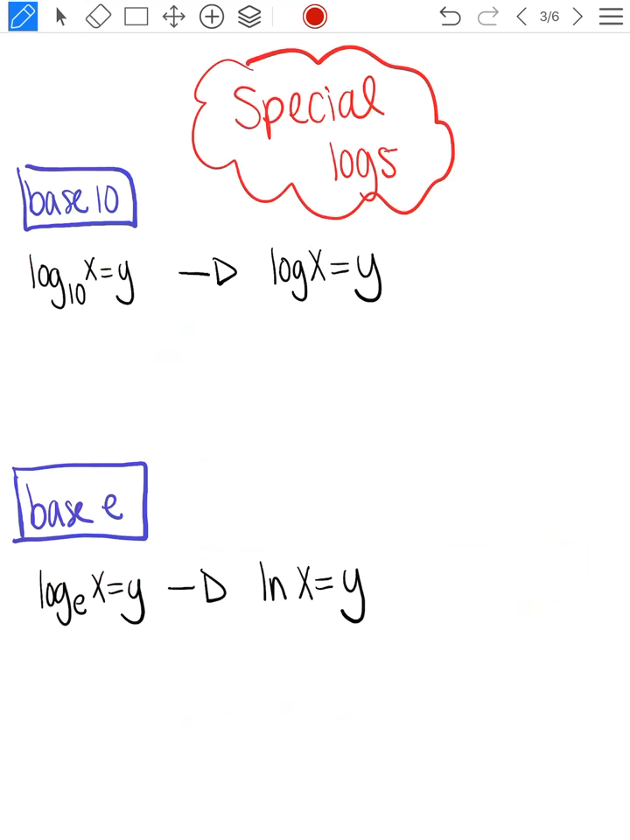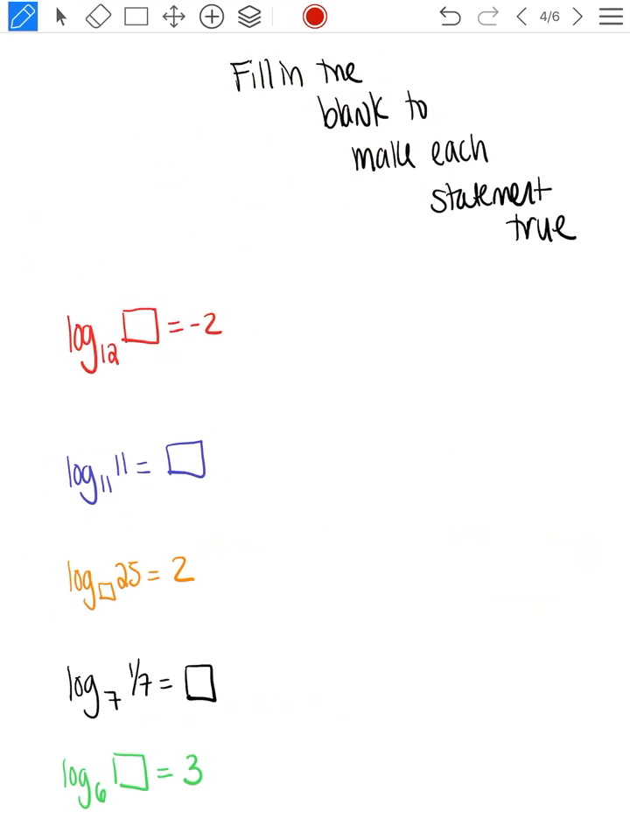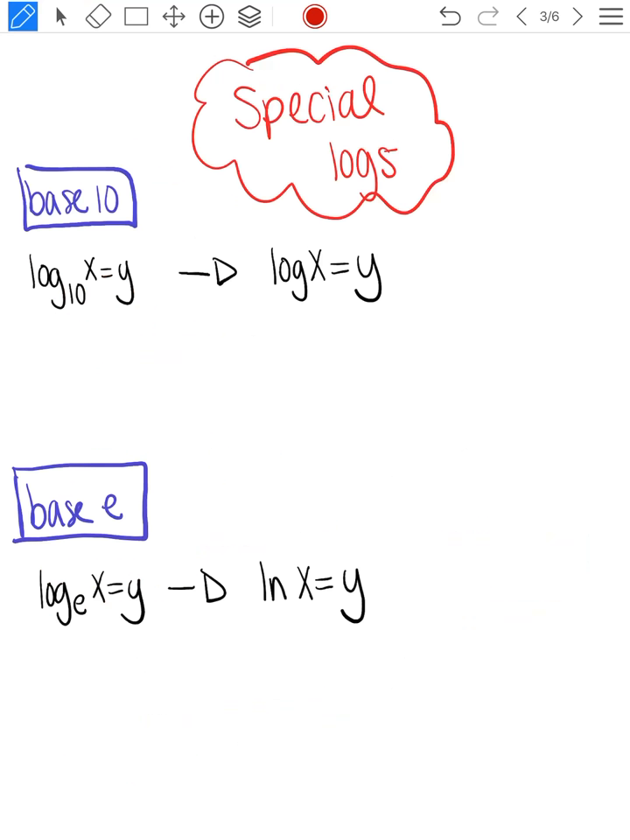Before we move on to the next part, let's say this box kind of moves around and I'm trying to find something different. But before we do that, we want to talk about 2 special logarithms. There are 2 logarithms that have different notation, and that is base 10 and base e. Base 10 is called the common logarithm.